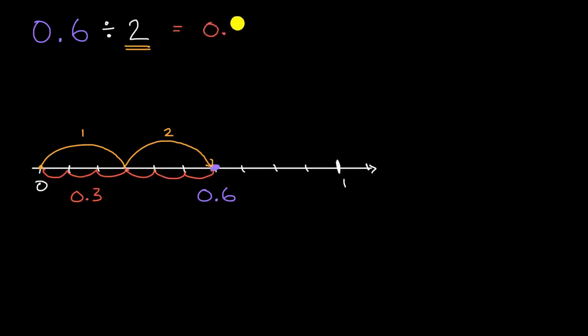And we've thought about it in other ways. If you have 6 of something and you divide it by 2, you're going to have 2 groups of 3 of that something. So if you have 6/10 and you want to put it into 2 equal groups, well, each of those groups are going to be 3/10.